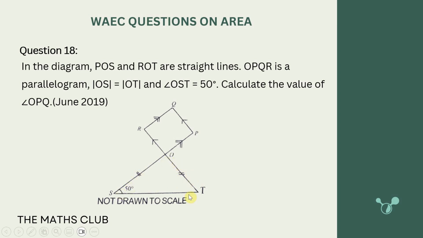So what type of triangle is this? It's an isosceles triangle. Great. So that means that if this angle is 50 degrees, this angle too is also 50 degrees. And we can find what this angle is. Great. So now it says that you should calculate the value of OPQ. Find the value of the angle here.